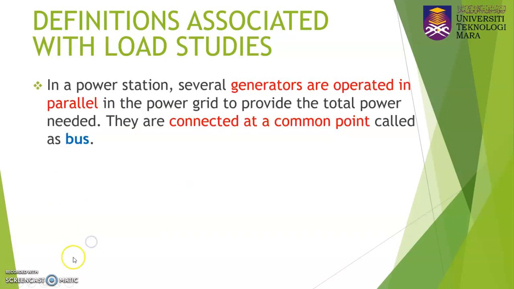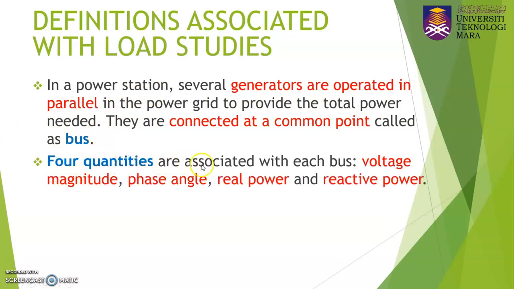In a power station, several generators are operated in parallel in the power grid to provide the total power needed. The power stations are connected to a common point we call a bus. There are four quantities associated with each bus. The first one is the voltage magnitude, the second one is the phase angle, the third one is the real power, and the fourth one is the reactive power. So this is V. The phase angle, usually we call it delta. Then we have real power, which is P, and reactive power, which is Q.